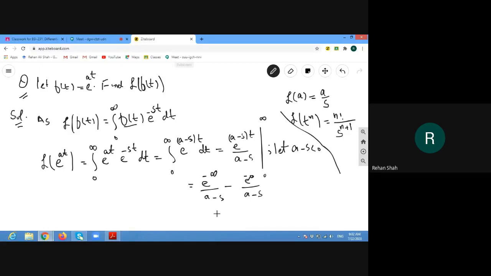So this will become 0, and this will become 1 over what? If you take common minus from this, s, this will become s minus a. So Laplace transform of e power at is equal to 1 over s minus a.